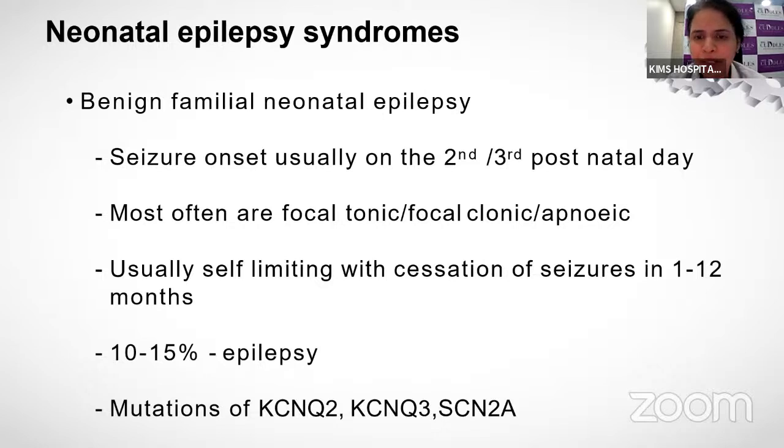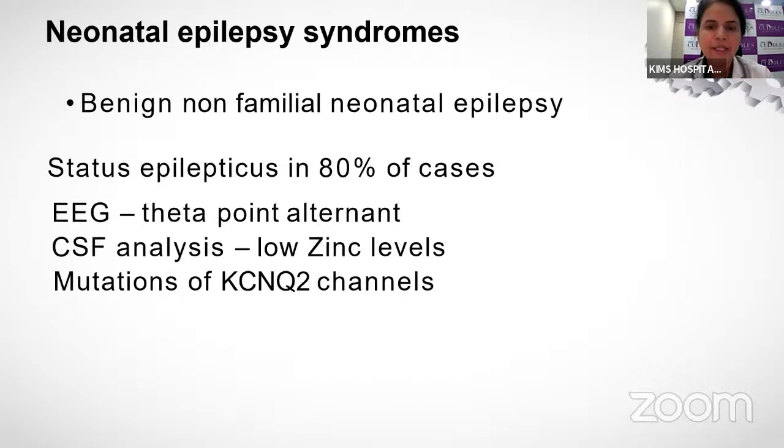Now, benign familial neonatal epilepsy usually presents with seizures from the second or third postnatal day, and most of the seizures are focal tonic or focal clonic or apneic seizures, and they may self-limit, with seizures gradually subsiding by 1 to 12 months of age, and only 10 to 15% of these newborns evolve into subsequent epilepsy. Some of the genes involved are indicated in the slide.